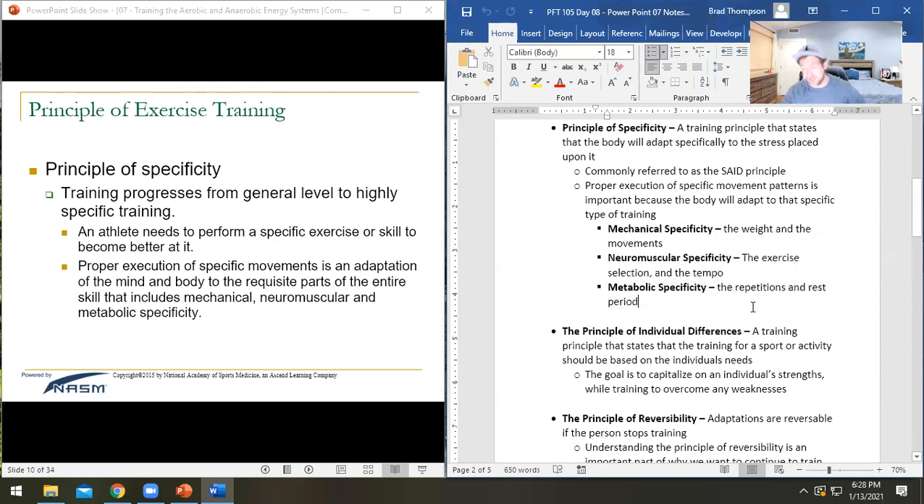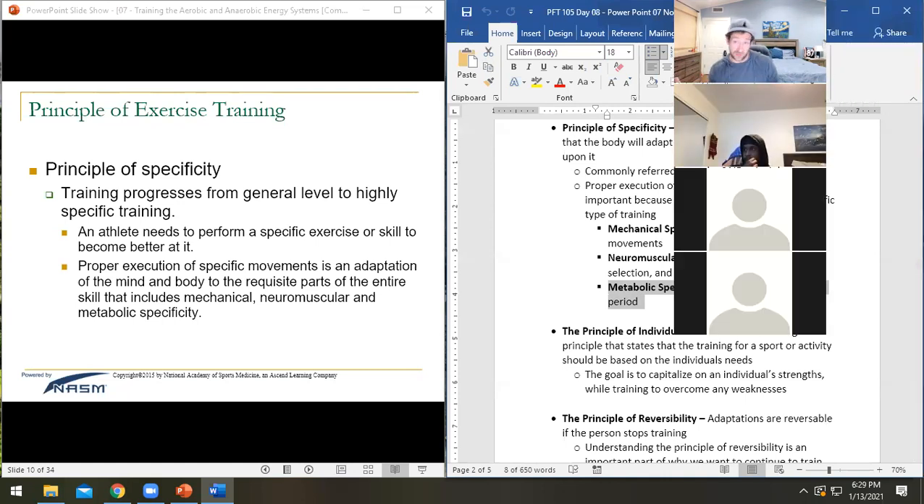So metabolic specificity, our last one. This is going to be your repetitions. So really it's your energy demand. Think of it that way, right? It's your repetitions and your rest period. This one should come pretty naturally now that we've been spending so much time over the last week talking about energy demand and stuff. But again, you want to develop endurance, lots of reps, very little rest. You want to develop strength, very few reps, very little time under tension, lots of rest, right? You want to develop power, kind of similar to strength, actually. So those are very different things for different adaptations, right?